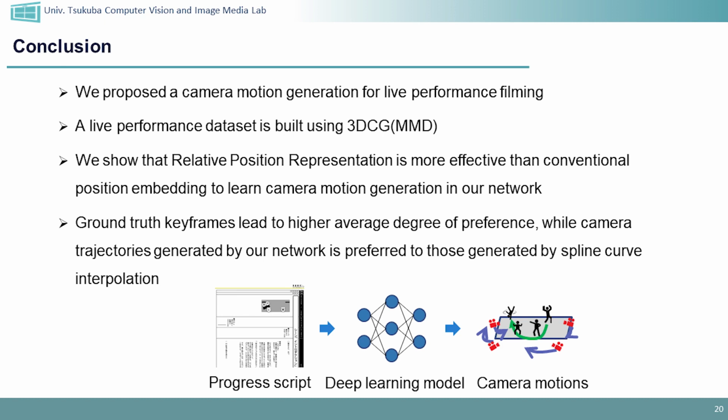The result of the subjective evaluation showed that footage using the ground truth keyframes tended to have a higher average degree of preference for the subjects, while footage generated by the proposed camera trajectory network had a higher average degree of preference than footage generated by spline curve interpolation.